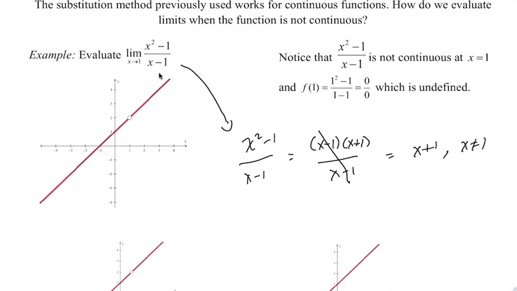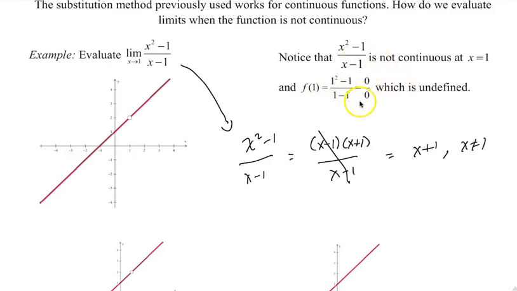It's a very different thing than them being directly equal. This function equals that function when x does not equal 1. So that means this graph is an x plus 1 graph with a hole in it. If we try direct substitution and plug in 1 originally, we get 1 squared minus 1 over 1 minus 1, which is 0 over 0.